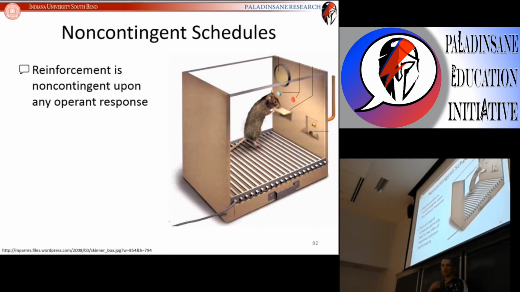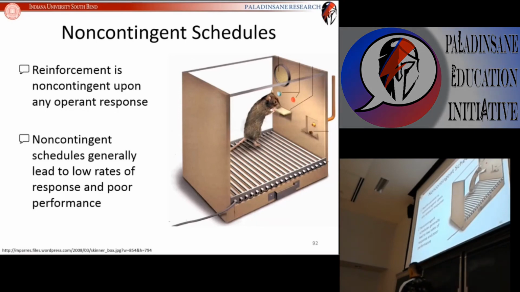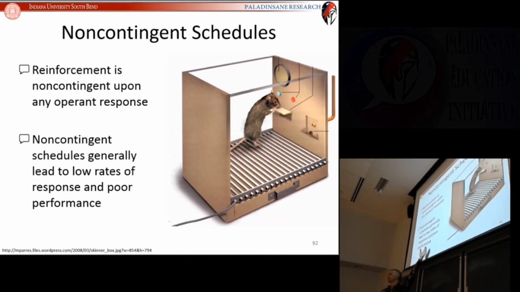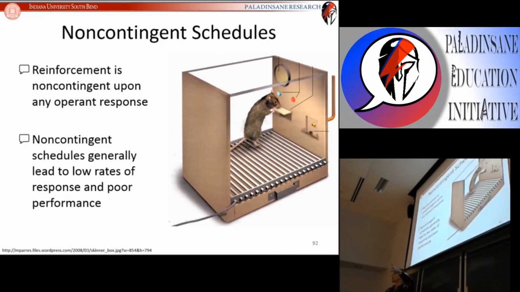And these have been studied, and what has been found is that non-contingent schedules generally lead to very low rates of response and very poor performance. So if you're trying to increase the frequency of a response, which is one of the effects of reinforcement, or increase the intensity of a response, basically increase the quality of a response, reinforcement schedules will do that. Non-contingent schedules will not. Because of this, they're very rare in the real world. They're very rare to actually find situations where there's a non-contingent schedule of reinforcement.